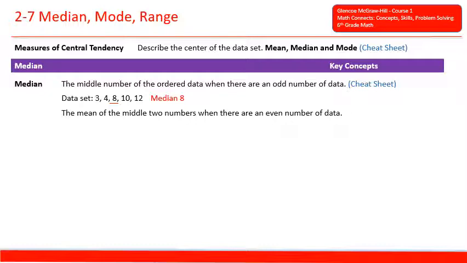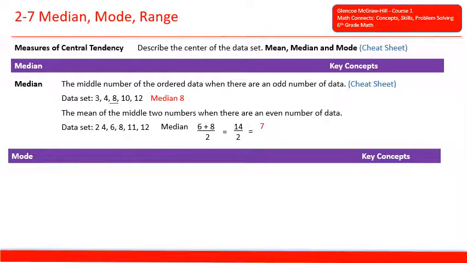The median is the mean of the middle two numbers when there are an even number of data. So 2, 4, 6, 8, 11, 12, that is 6 pieces of data, so there's no exact middle number. So what we're going to do is we'll take the two middle numbers, 6 and 8, because those are the two in the middle, and we'll just take their mean. So 6 plus 8 equals 14 divided by 2. So the mean of the two middle numbers is 7. And that's going to be the median.